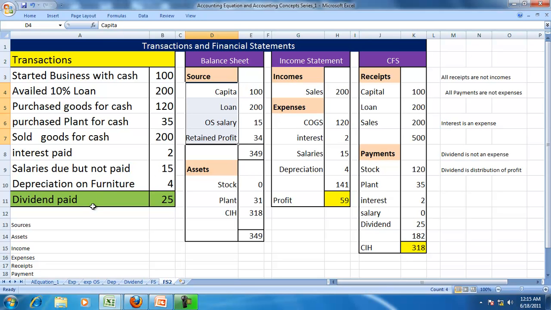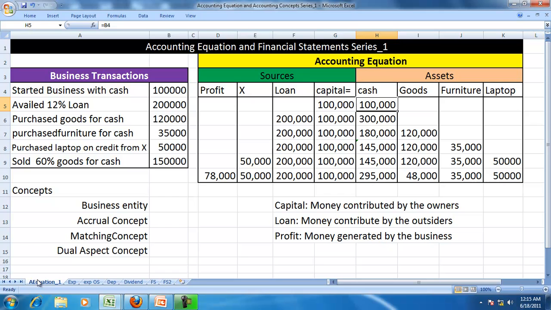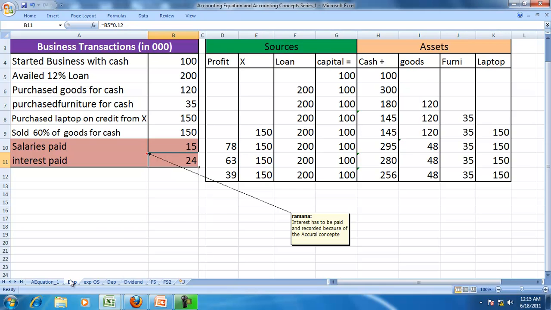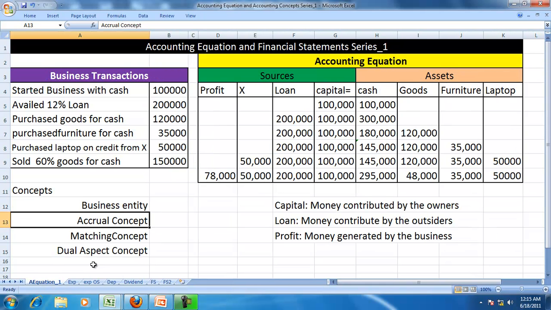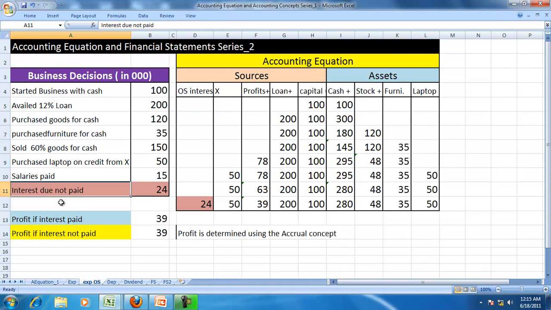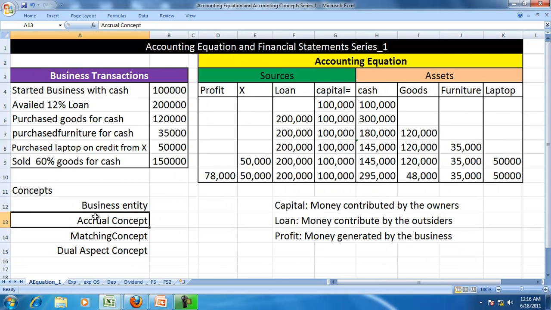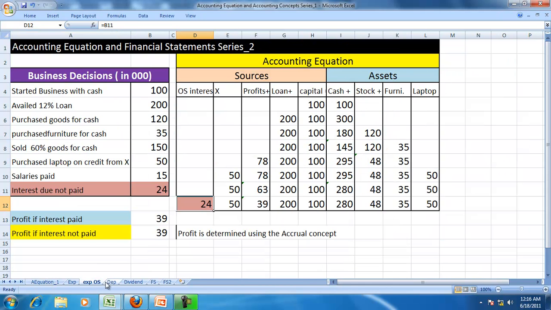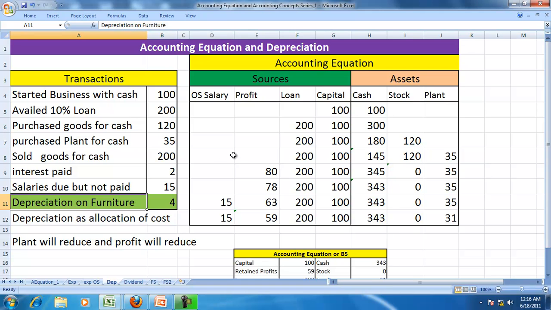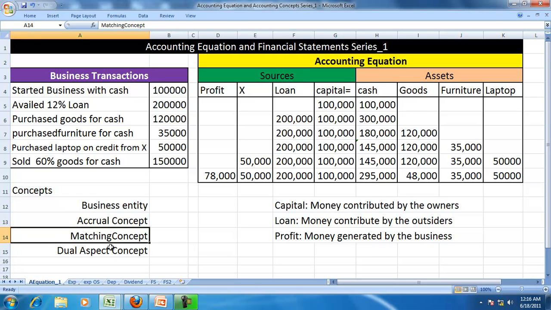Now let me summarize and take you through right from the first one. We started with the accounting equation. Then we said that expenses have to be recorded because of the accrual concept. Outstanding expenses will appear even if you have not paid because of the accrual concept. And depreciation, though it is a non-cash item, I have to show not because of the accrual concept but because of the matching concept: the profit is to be determined by comparing the income with the corresponding expenses.